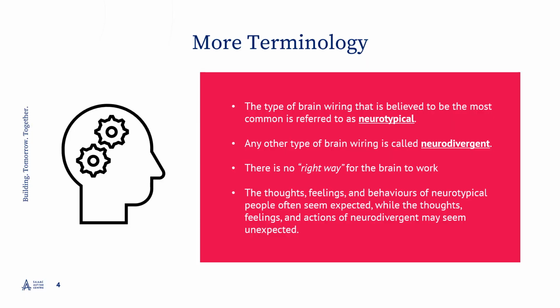The type of brain wiring that is believed to be the most common is referred to as neurotypical. Any other type of brain wiring is called neurodivergent. There is no right way for the brain to work. No two brains function just alike. Brain differences lead to varying social preferences, ways of learning, communicating, and perceiving the environment. Because of this, the thoughts, feelings, and behaviors of neurotypical people may seem expected, while the thoughts, feelings, and behaviors of neurodivergent individuals may seem unexpected.